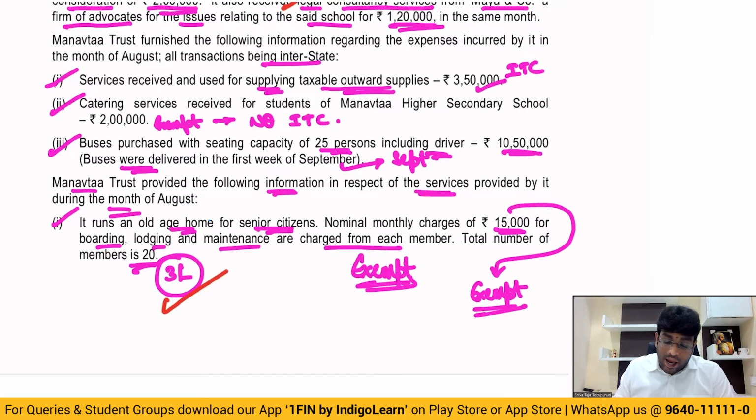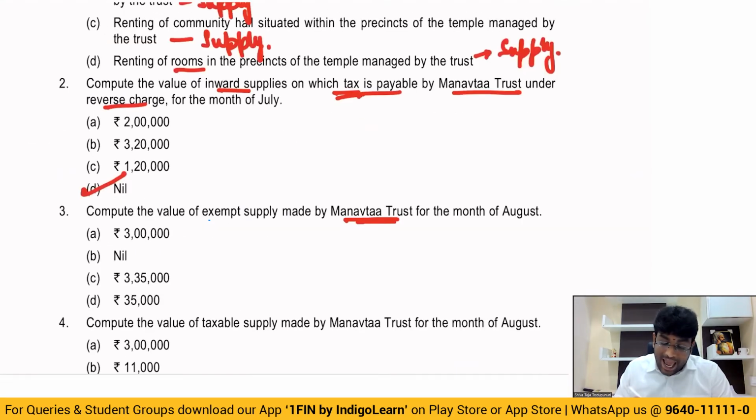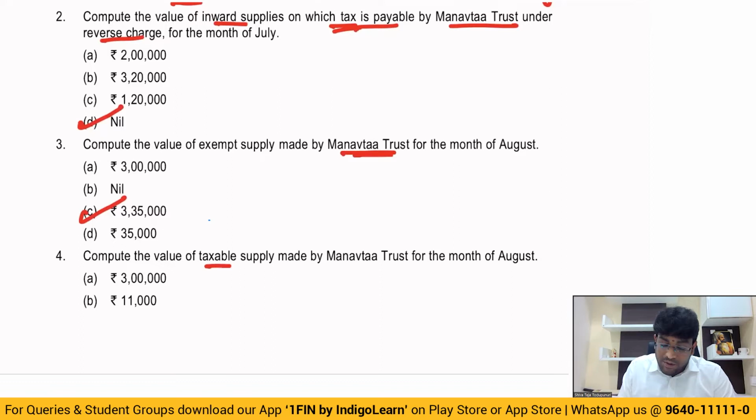Correct, no? And this 35,000 service is also exempt. So what is exempt is 3,35,000. Answer is option C. And what is the taxable value of supply?